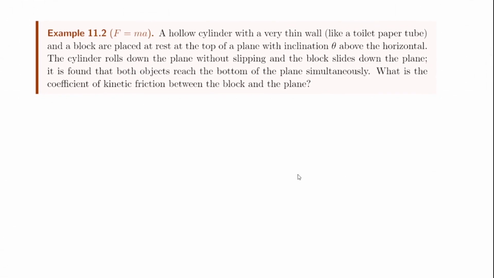A hollow cylinder with a very thin wall, like a toilet paper tube, and a block are placed at the top of a plane with inclination theta above the horizontal. The cylinder rolls down the plane without slipping, and the block slides down the plane. It is found that both objects reach the bottom of the plane simultaneously. What is the coefficient of kinetic friction between the block and the plane?